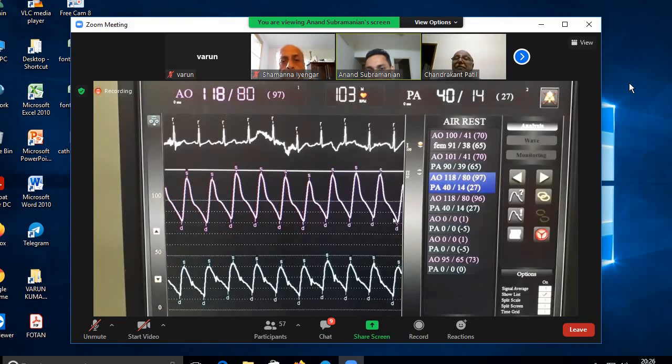This clearly shows that this PDA was still operable despite this lady surviving with such a large PDA to 22 years. So these are certain exceptions we come across. We really don't know the reasons why certain children develop PVOD within the first few months of life. But you have some adults with such large PDAs who are still operable at this age. So that's still an enigma. We really don't know what the mechanisms are which give rise to early onset PAH in some.